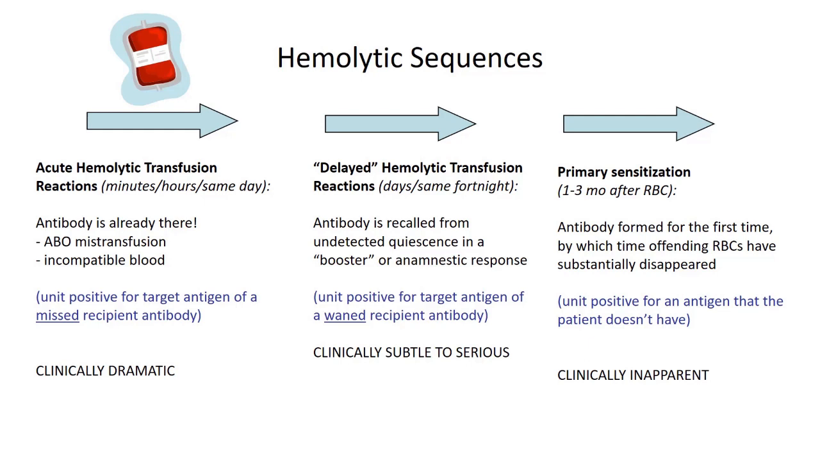A unit that is positive for a target antigen confronts a host whose relevant antibody may have waned, but this flashes back at higher speed and reaches a higher titer than was ever made the first time. This is really analogous to the deliberate vaccine-induced booster biology. This response can be anywhere from subtle to serious.